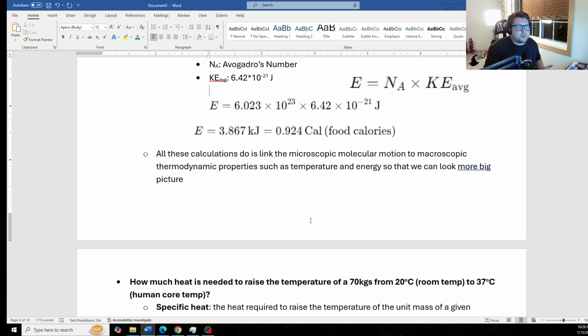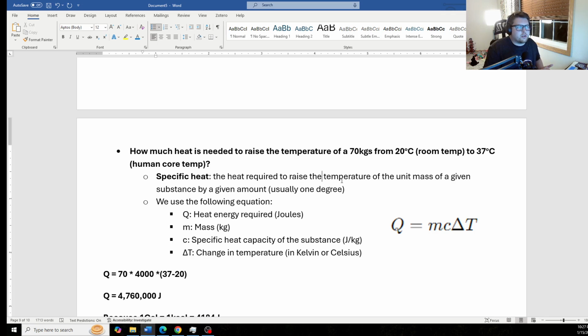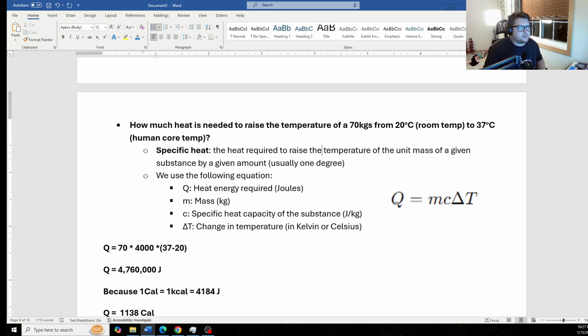Where we actually come into play for an equation is a situation where we're looking at a person who needs to maintain their body temperature in a specific environment. So how much heat is needed to raise the temperature of 70 kilograms? This would be like a 70 kilogram human being, so about 160-ish pounds, from room temperature, so they're sitting in a room temperature room, to 37 degrees Celsius, which is our human core temperature. Specific heat, sometimes this word is used, or this is used in this equation specifically.